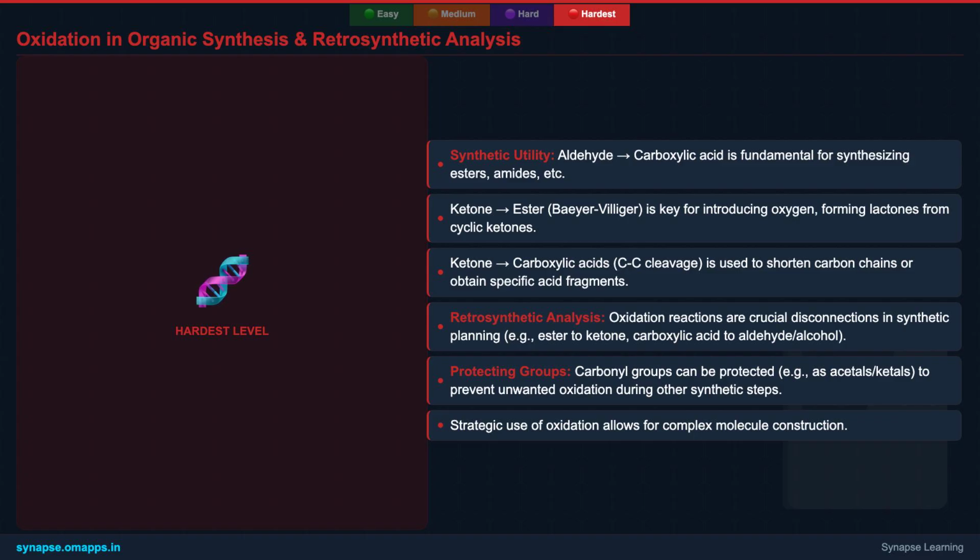Oxidation reactions are indispensable tools in organic synthesis and retrosynthetic analysis. The conversion of aldehydes to carboxylic acids allows for the synthesis of a vast array of derivatives like esters and amides. The Baeyer-Villiger oxidation is particularly powerful, enabling the ring expansion of cyclic ketones to form lactones, or the direct conversion of acyclic ketones to esters.